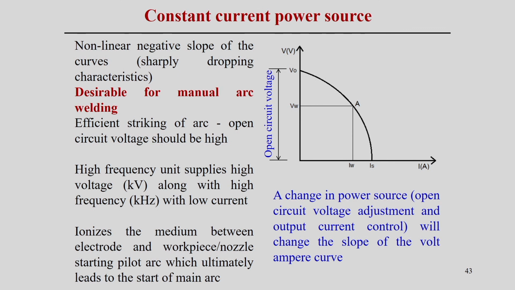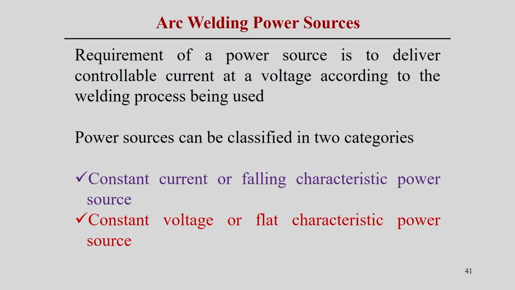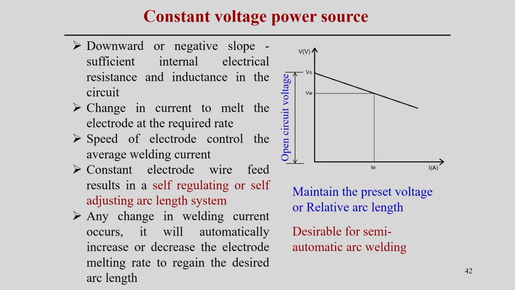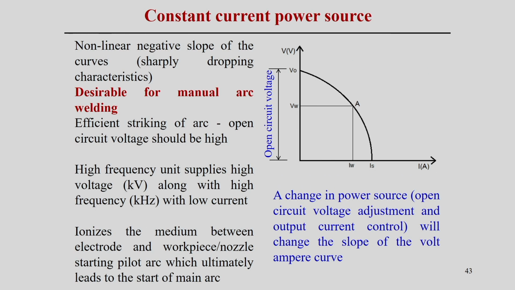Now, the other one you see is called the sharply constant current or falling characteristic of the power source. The figure indicates the open circuit voltage, but there is a sharply dropping characteristic of the current. It is a nonlinear negative slope of the curve, and this sharply dropping characteristic is normally followed in a constant current power source. In this case, it is desirable for the manual arc welding process.